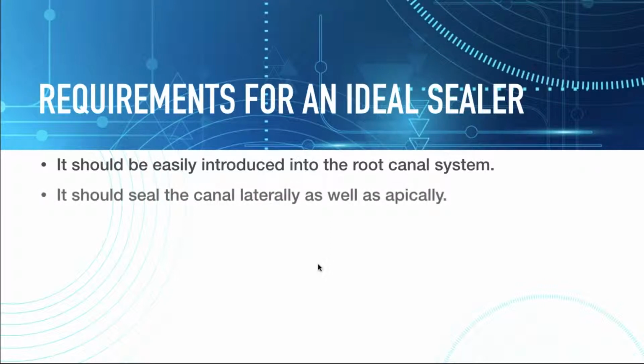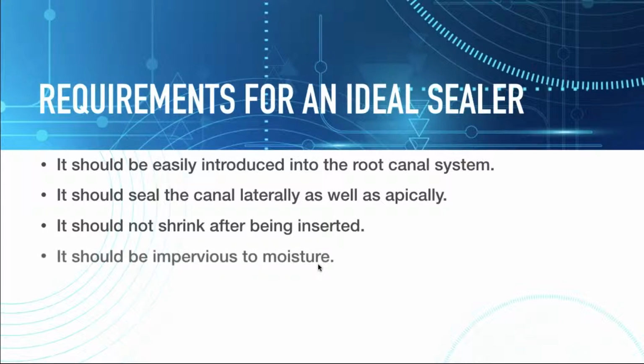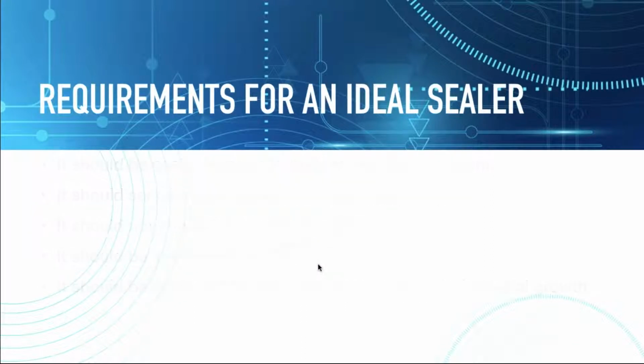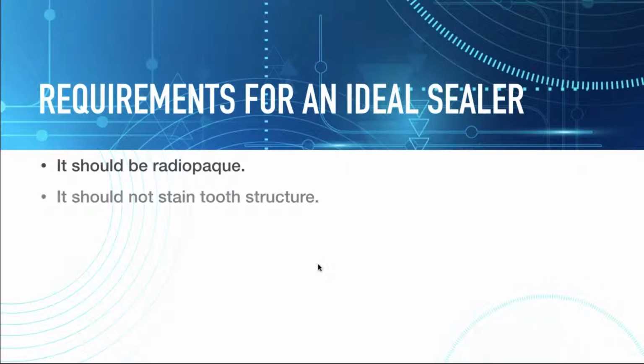Glassman, where he looked at the ideal requirements for a sealer. We have to use it easily. It has to be able to not shrink. It has to be impervious to moisture. At least it should be bacteriostatic and not encourage bacterial growth. That's really, really important. It has to have the ability to be able to retreat. It has to be radio-opaque, so we know that it's in there as well. So these are all the requirements for an ideal sealer.